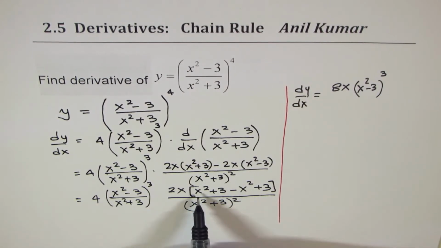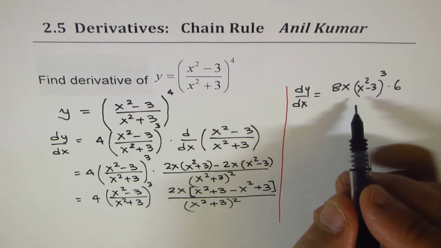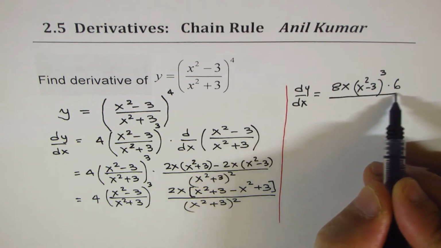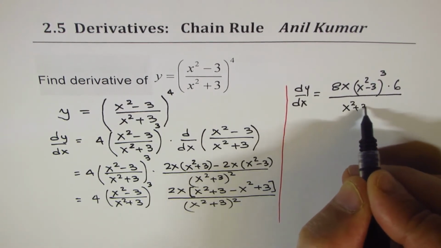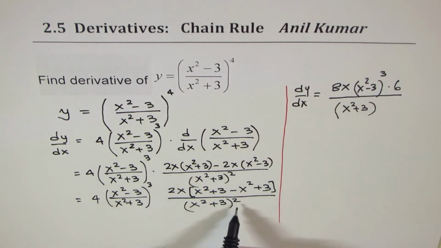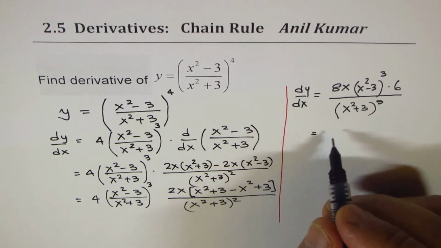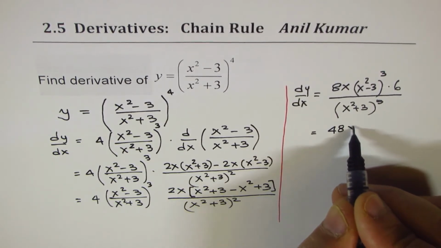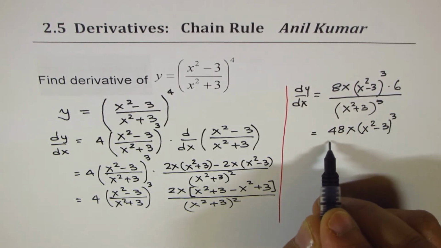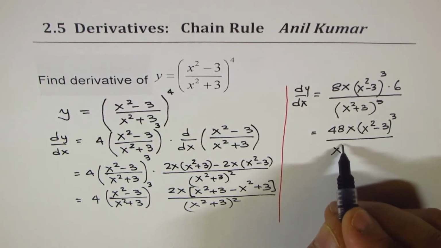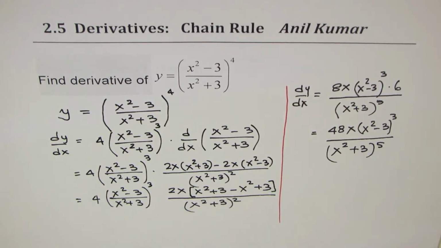And this expression x square cancels, and we have 3 plus 3 as 6, it gets multiplied by 6. And the denominator here is x square plus 3 to the power of 3 plus 2, which is 5. Right? You could further multiply these two, and you may write this as 48x times x square minus 3 whole cube over x square plus 3 to the power of 5. So that becomes your answer.